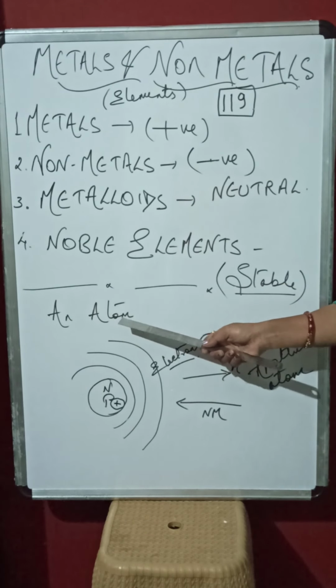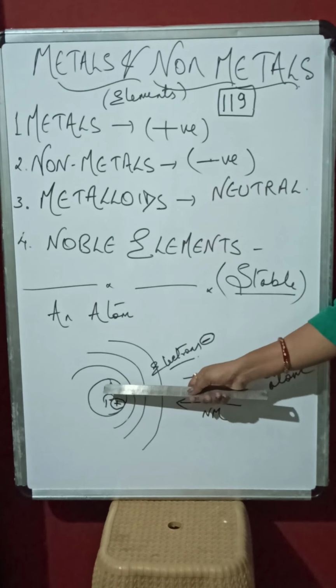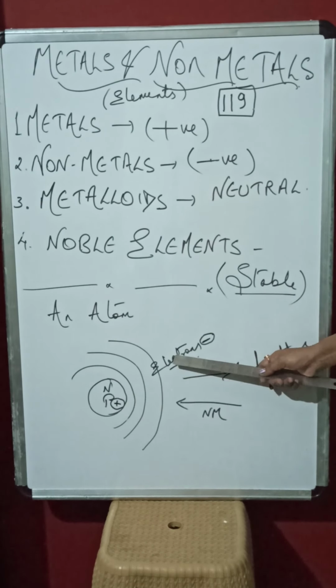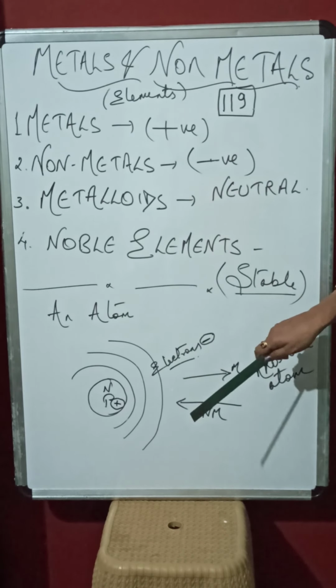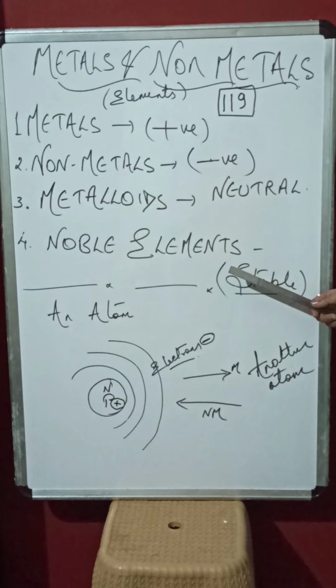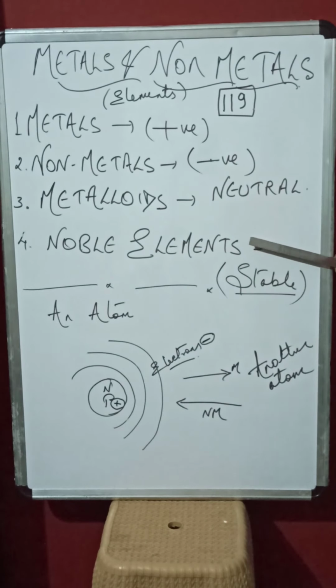Any special atom which is totally complete with an equal number of neutrons, protons and electrons, and is not at all ready to give electrons or to take electrons, does not attain a positive or a negative charge. Such kind of elements are known as noble elements.